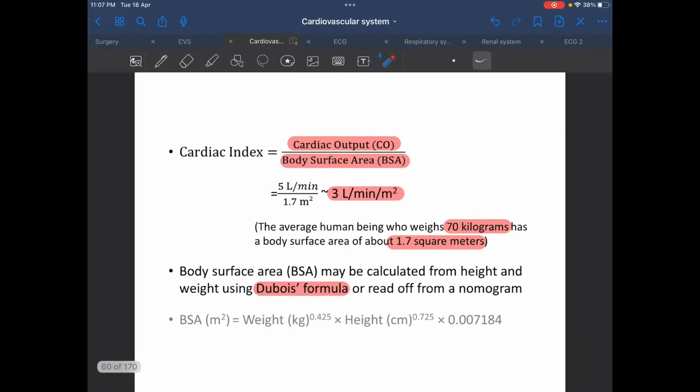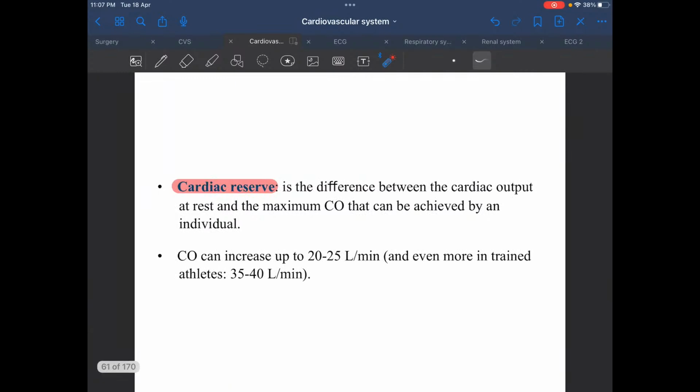The cardiac index we've already seen. Mainly, अगर मैं average लूँ, it's about 3.2 liters per minute per meter square. But it is a range that's about 2.8 से लेके 4.2. ठीक है, all right. What is the cardiac reserve now?